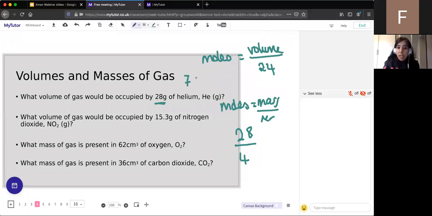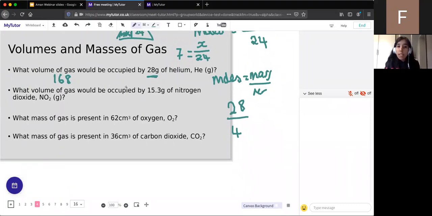So the volume of gas will be 7 equals the volume, X, divided by 24. If we rearrange that equation in our triangle form, we've got moles, volume, and 24. So the volume is the number of moles times 24. So if the number of moles is 7, it's 7 times 24. So what's 7 times 24? Okay, someone saying 168, exactly, well done. So that means the answer to this question is that the volume of gas occupied by 28 grams of helium is 168. And remember, that's in decimeters cubed. Well done. Okay, so the next question.